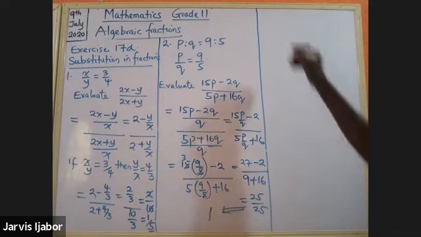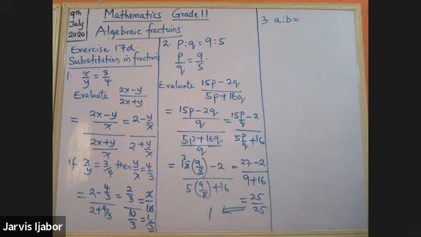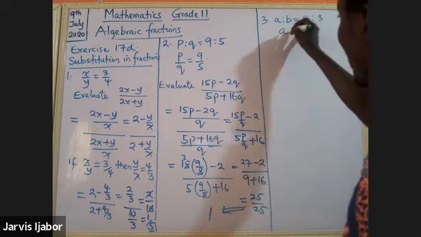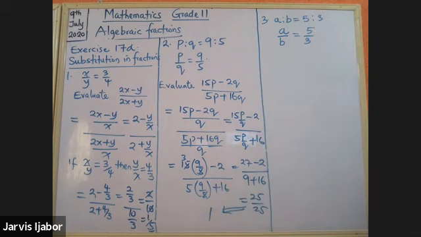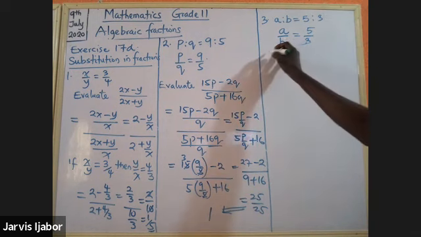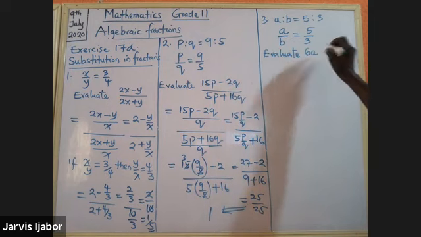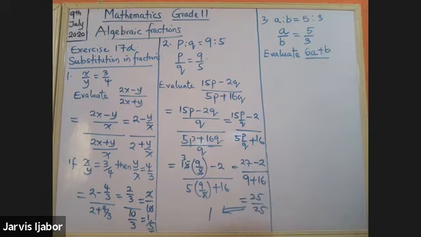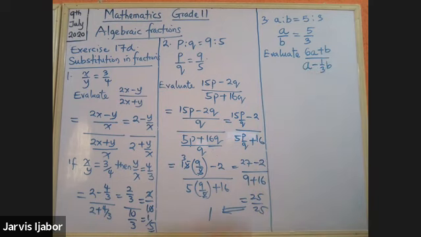Now for question 3, you are told that A is to B is equal to 5 is to 3. So that means A over B will be equal to 5 over 3. That's what it implies. Now you're told to evaluate 6A plus B over A minus 1 over 3B.